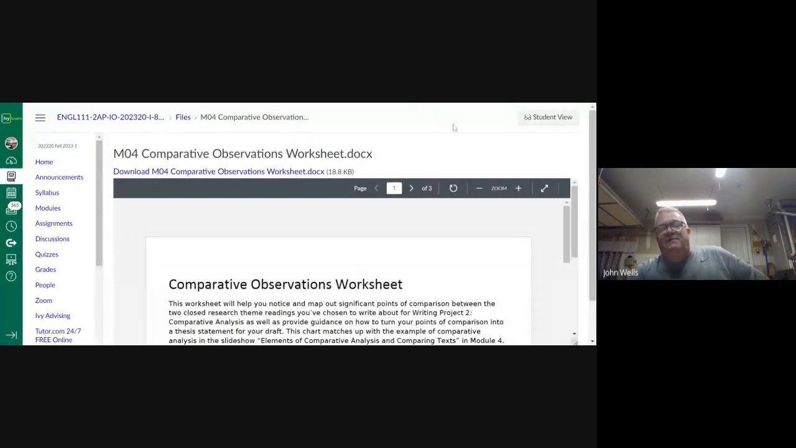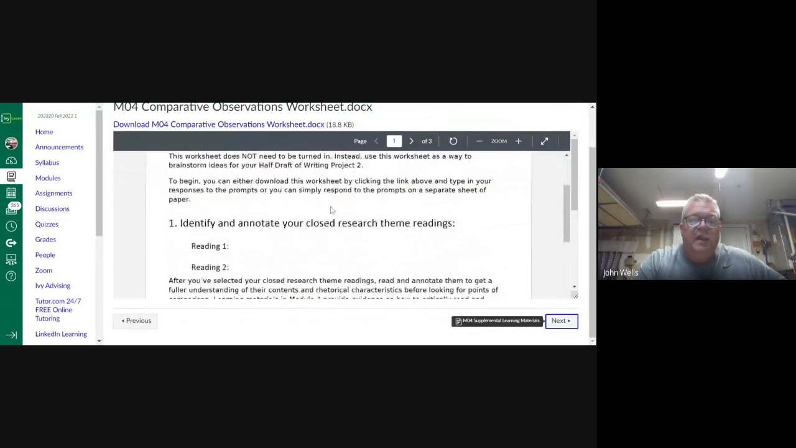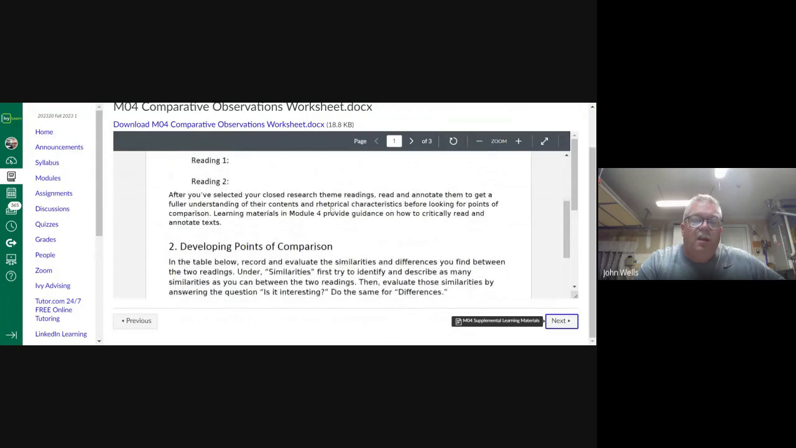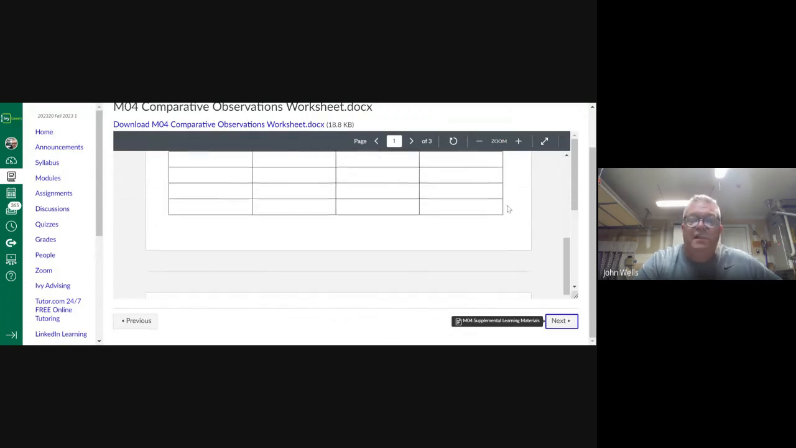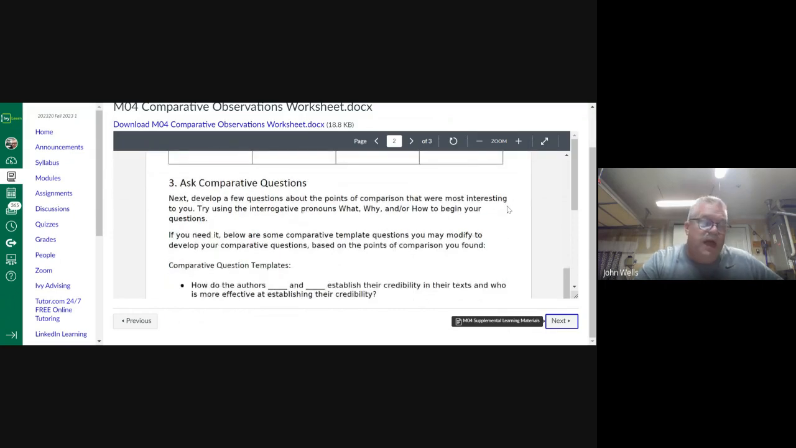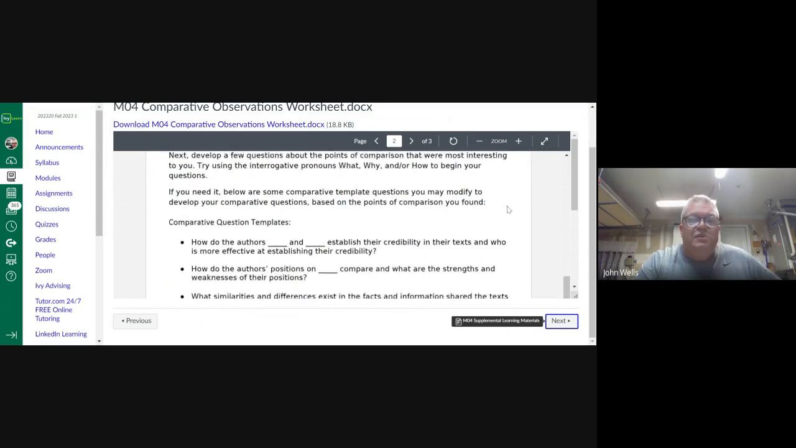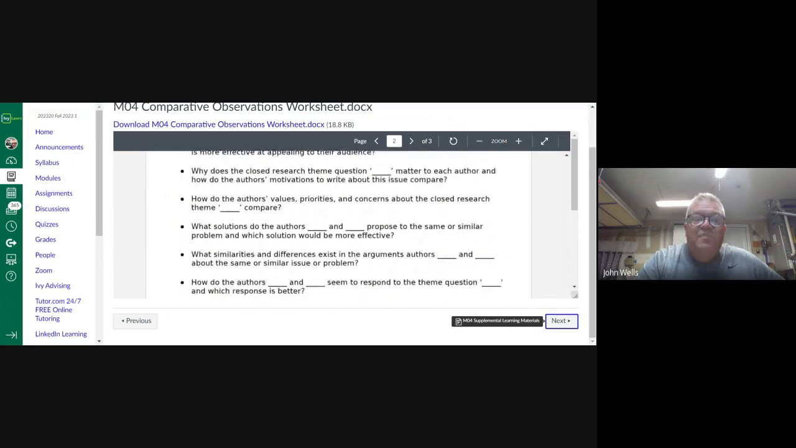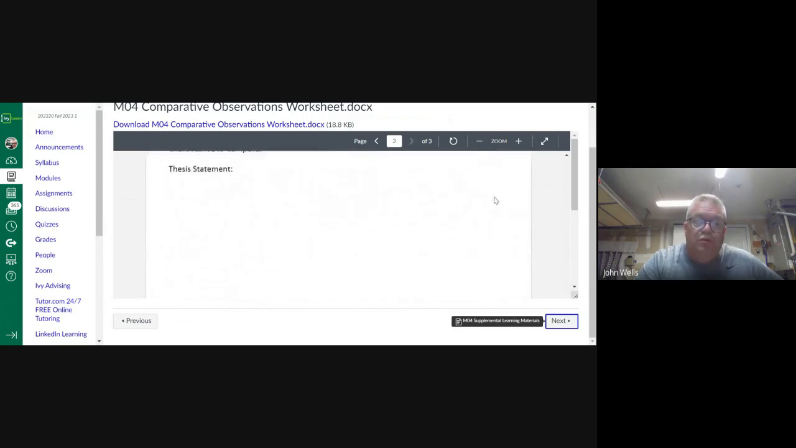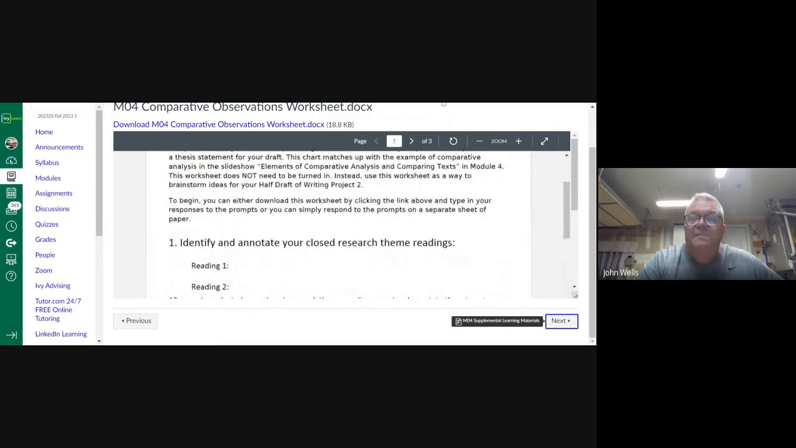And then we also have this worksheet here. This worksheet is kind of cool because it walks you through the process of breaking that down, finding the similarities, finding the differences, finding where you get that overlap and where things are separate. It also gives you some questions to ask yourself when you're looking at that text. I find this a very useful tool to get you started and to get you organized on your writing.